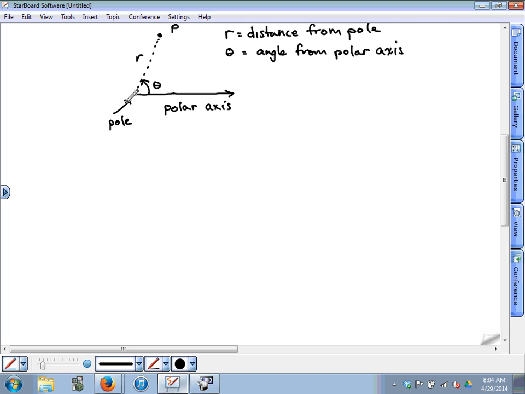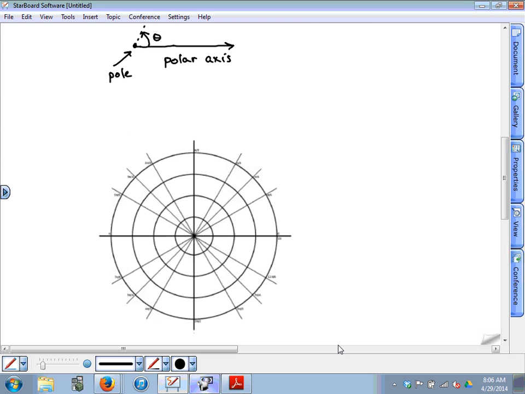Now, to help plot your points better, at least on a test, I'll provide you with this. Let me see if I can grab a picture of this real quick. Give me one second. This is generally how you're going to see a polar axis and polar coordinate system on your test.